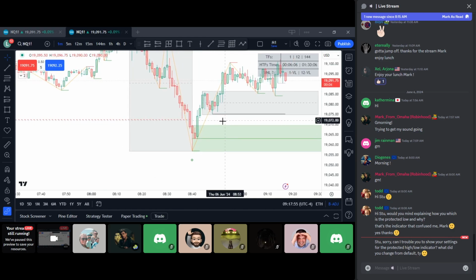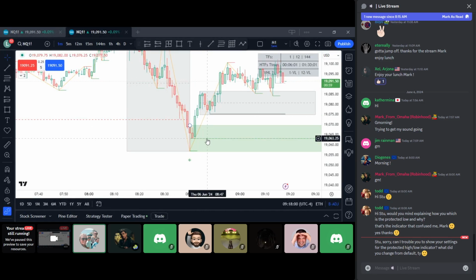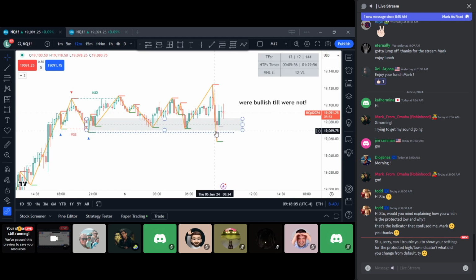So if price were to come up and tap back into the 50, I would have taken that long because on the 12 we never broke structure, right? We put in this nice big wick. Gotcha.